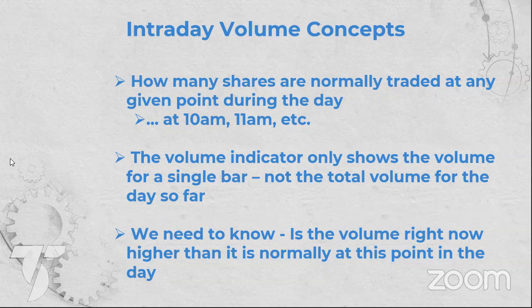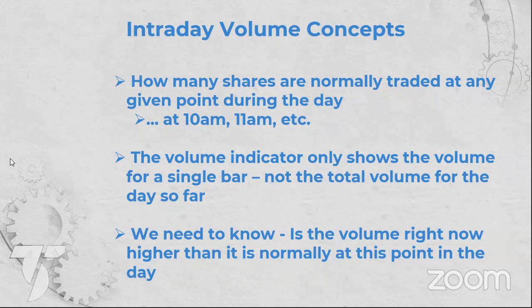As we just discovered in the last chart, the volume indicator just shows us what the volume is for a particular bar. It doesn't tell us whether at this particular moment in time, the volume today is higher than it normally would be. So we need to know, what is the volume right now? Is it higher than it normally would be at this point, or is it lower than it would normally be at this point? If the market is moving in one direction or another, it would be good to know whether that movement is on higher volume or lower volume or normal volume.